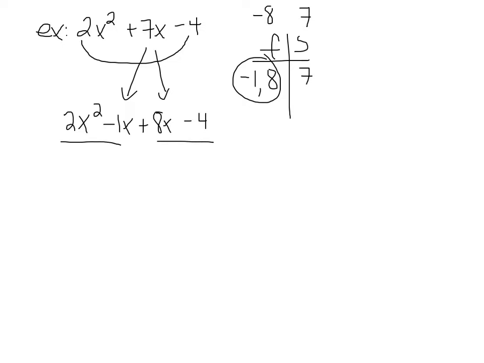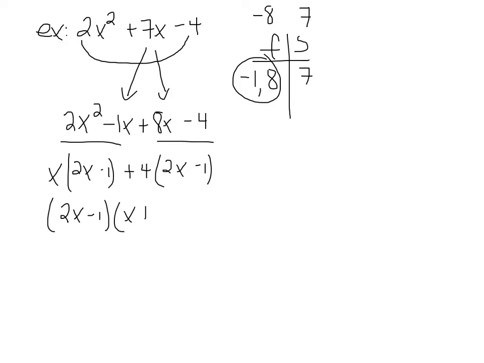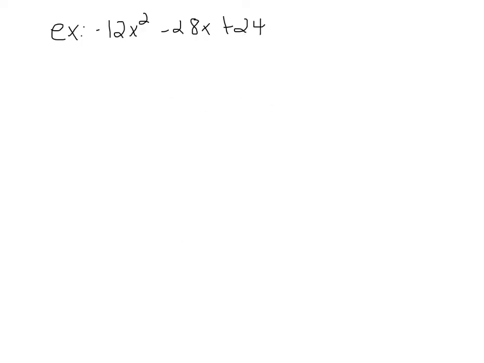The greatest common factor of the first 2 terms is x. If we factor that monomial out, we are left with 2x minus 1. The GCF of the last 2 terms is positive 4. And if we take that monomial out, we are left with 2x minus 1. We see that the parentheses match, so now we have a binomial GCF of 2x minus 1, and we are left with x plus 4. Alright, let's try another one on the next page.